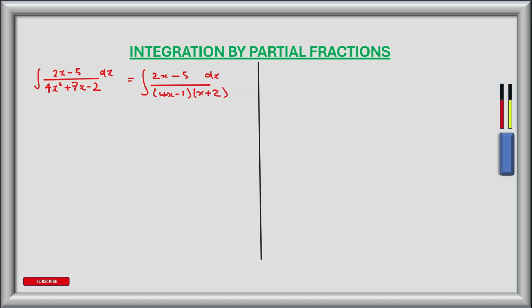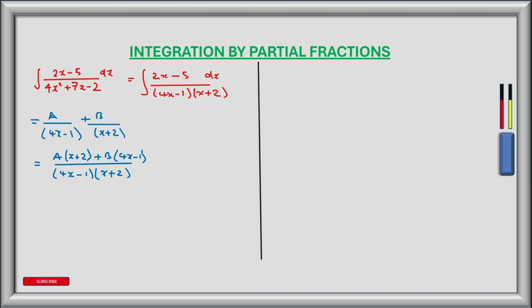Now let's first look at the expression and see if we can perform partial fraction decomposition and get it into the form of a divided by 4x minus 1 plus b divided by x plus 2. So if we write this as one fraction, we get a common denominator of 4x minus 1 multiplied by x plus 2, and the numerator is simply a multiplied by x plus 2 plus b multiplied by 4x minus 1.